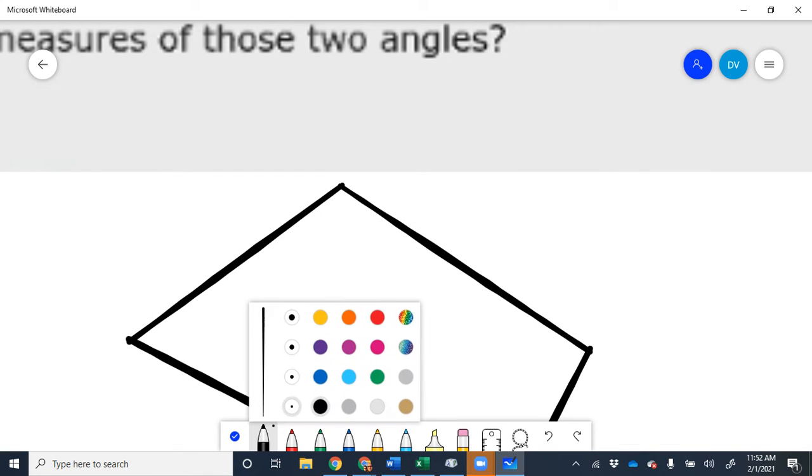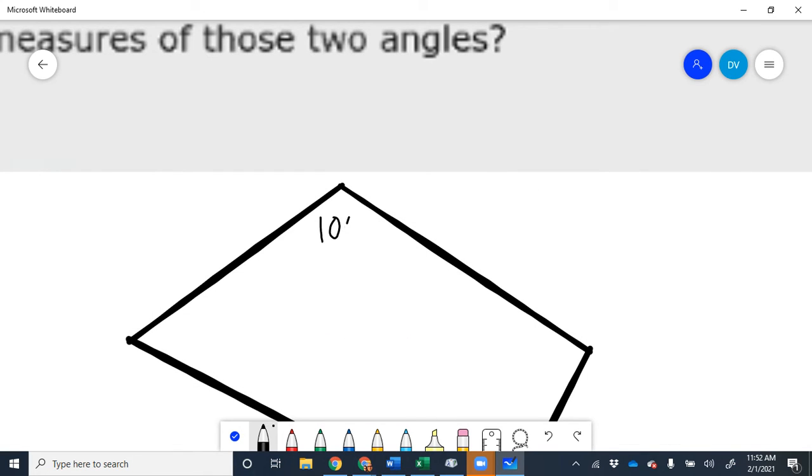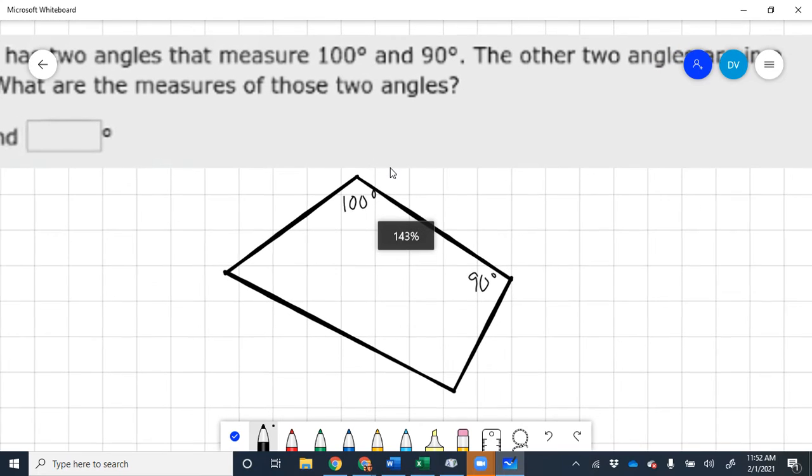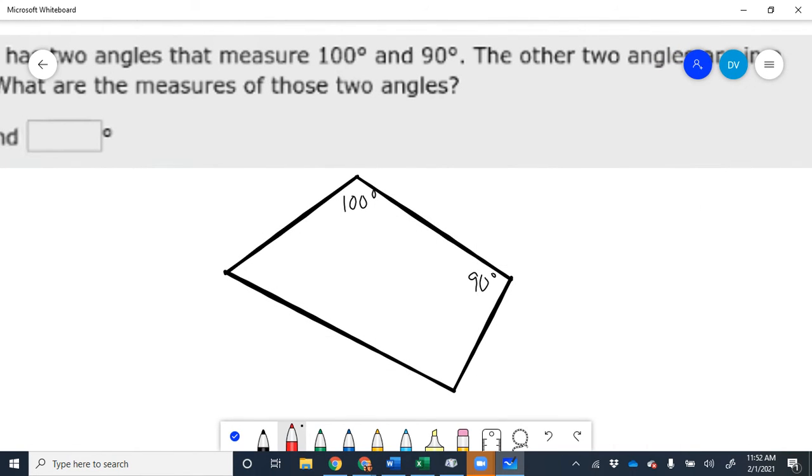Okay, and 100 degrees here, 90 degrees here. And these other two, we don't know, but we know that one will be 4x and the other will be 13x, because the ratio of those red angles is 4 to 13. That makes sense, you think?